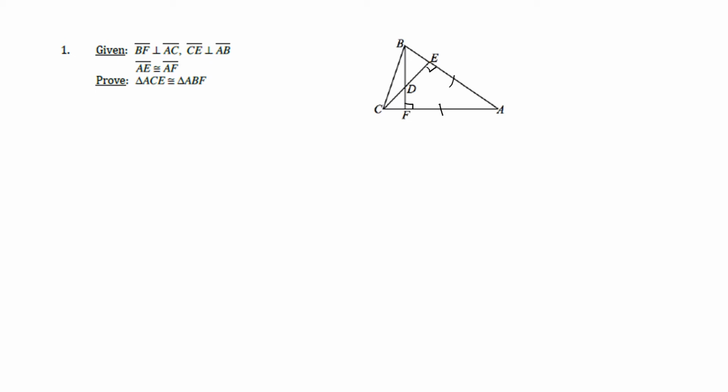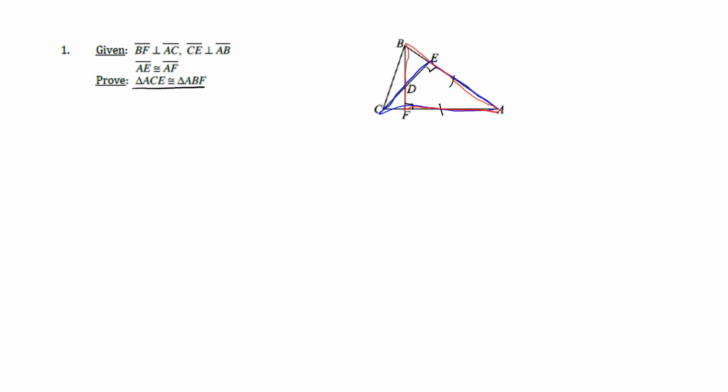And so I'm going to first read what I'm trying to prove here. I'm trying to prove that triangle ACE, and let me trace it. Triangle ACE is congruent to triangle ABF, and let me highlight that one in red. So ABF goes A to B to F. And so these are overlapping. It's getting a little confusing.